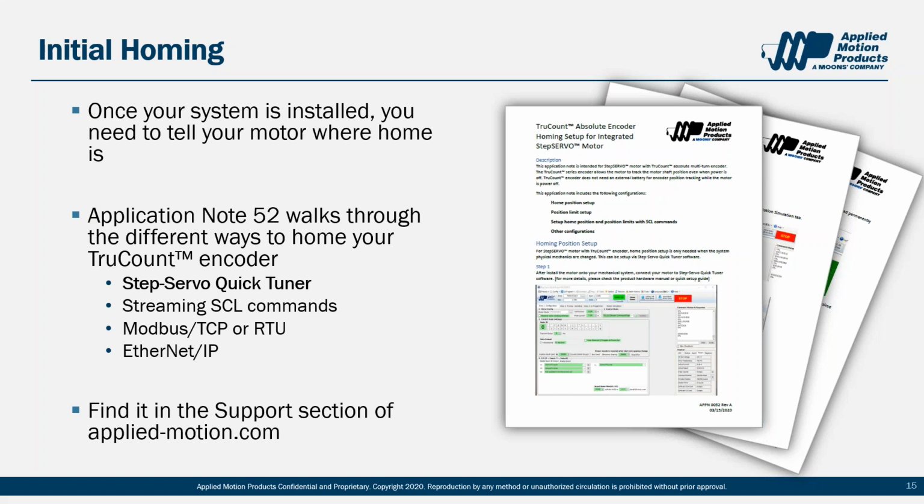App Note 52, available on appliedmotion.com, walks you through the different methods you can use to set the initial home position. As with most of our configuration parameters, the easiest way to do this is with the StepSERVO ClickTuner software, but the app note does outline some other methods you can use as well. And again, our apps team is available for assistance in getting up and running with this.